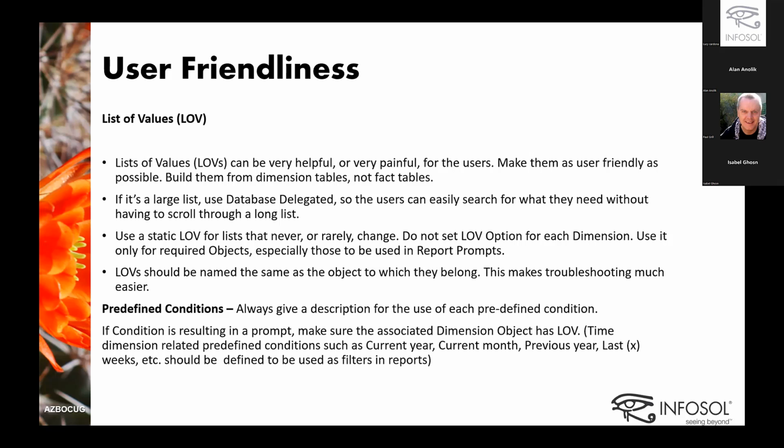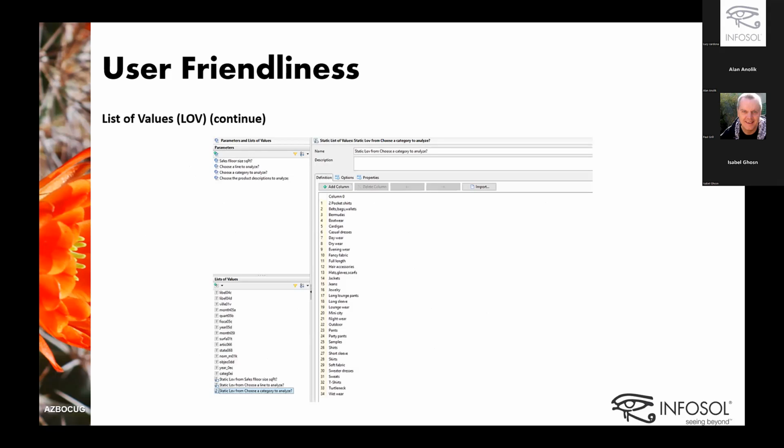For predefined conditions, always give a description for the user of each predefined condition. And then just remember, if your condition is resulting in a prompt, make sure you have an associated dimension object, like city or year, whatever has the LOV list ready. And this is just an example of organizing LOV lists.